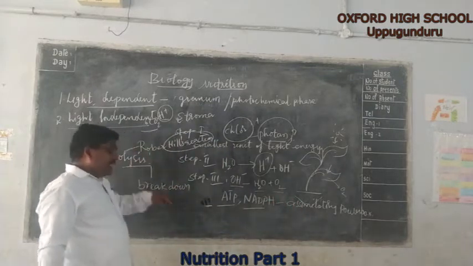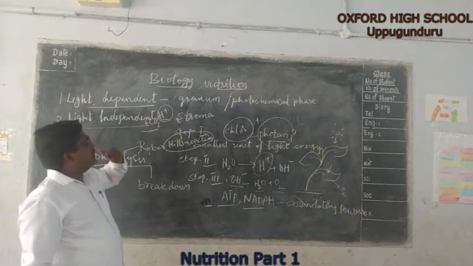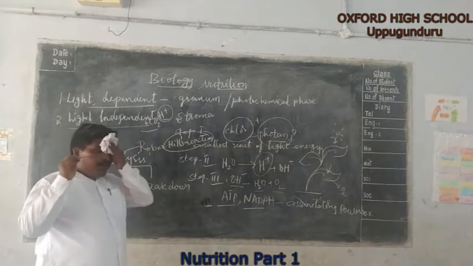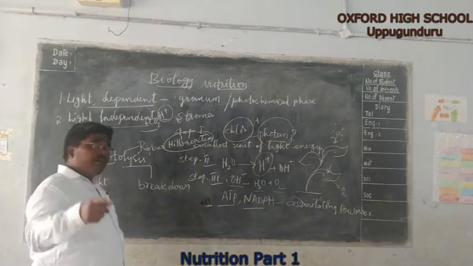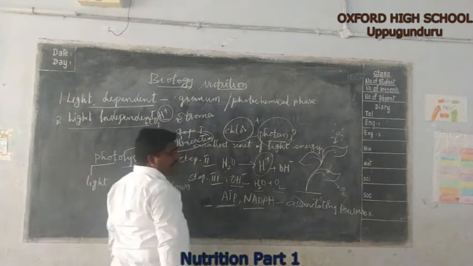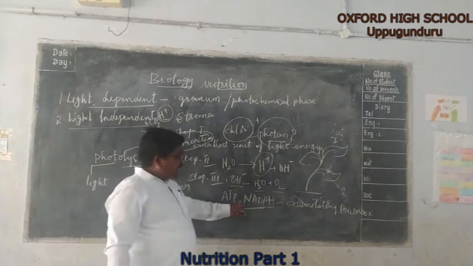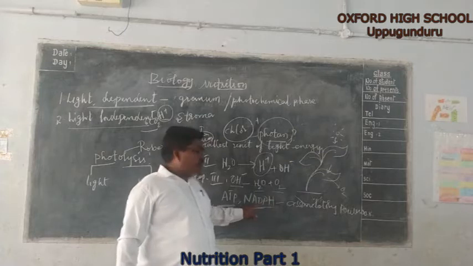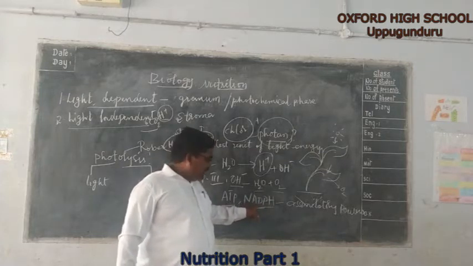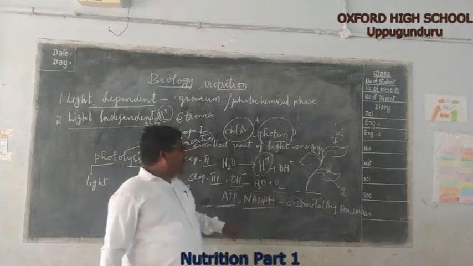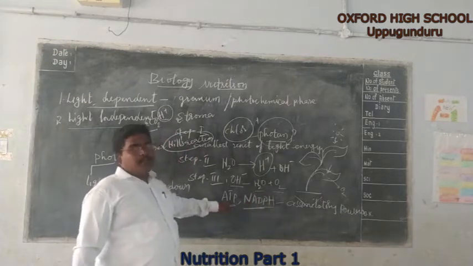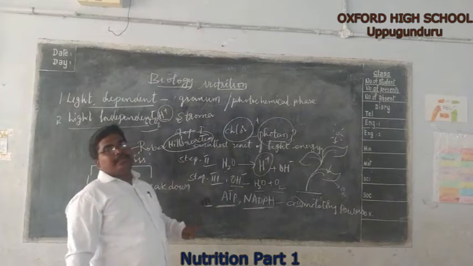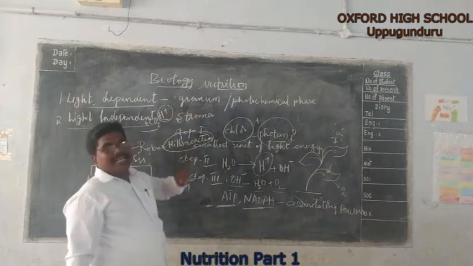Okay, now this is about the light dependent reaction. I am going to explain the light independent reactions. You may have a doubt about what ATP is. Adenosine triphosphate. NADPH: nicotinamide adenine dinucleotide phosphate hydrogen. ATP means adenosine triphosphate. You will learn more about this in the coming lessons. So this is about the light dependent reaction, or photochemical phase.